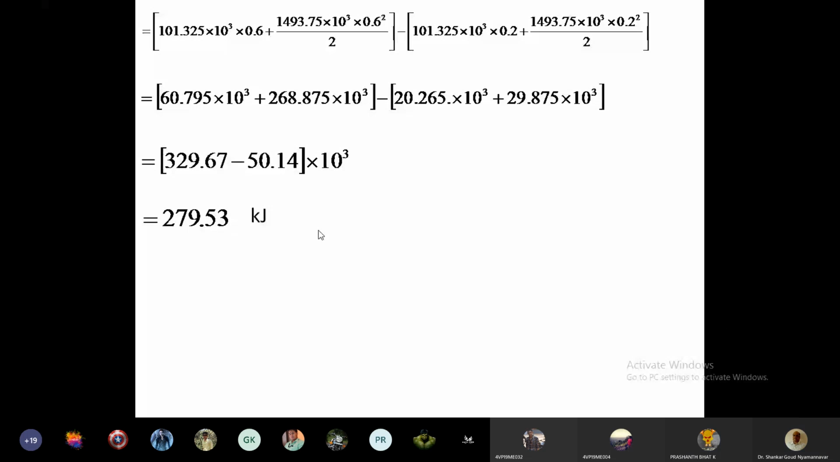Alvin, how much did you get? 239. Please check. Any mistake you have done? Compare these values here. You have done this volume square. Have you done this square? Yes, sir. Then dividing by volume two. Yes, sir. That is where it is wrong, sir. Where? Atmospheric pressure into 0.6, I didn't do. Atmospheric pressure into 0.6 is there now, sir. 101.325 into 10 to the power 3. Correct.